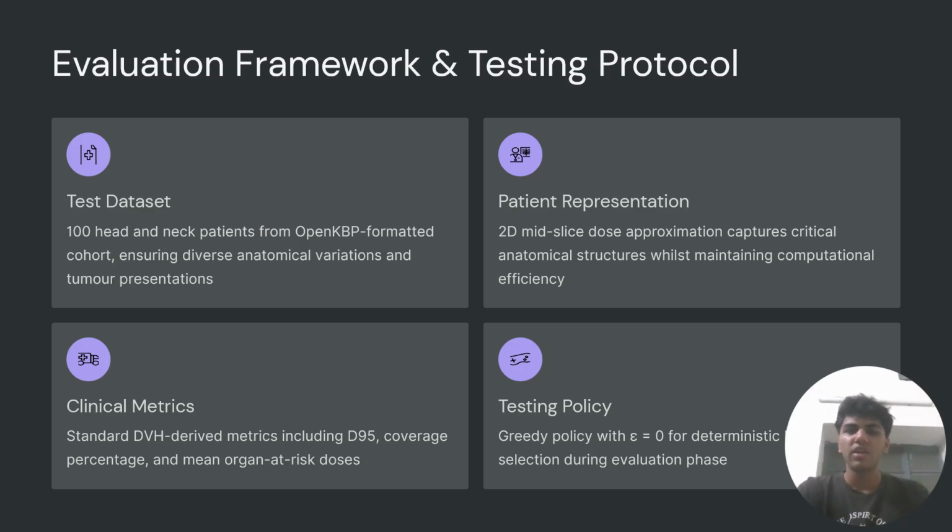To measure the treatment quality, we rely on the standard metrics we have used so far. This includes the D95, the mean doses to OARs, and the overall coverage percentage. Finally, during evaluation, the agent used a greedy strategy, meaning epsilon is set to 0. So instead of continuing to explore, it selects the best beam angles based on what it has learned, similar to how a trained clinician would rely on expertise rather than trial and error. Together, this setup ensures that a performance comparison is clinically meaningful, computationally realistic, and aligned with how models would eventually operate in practice.